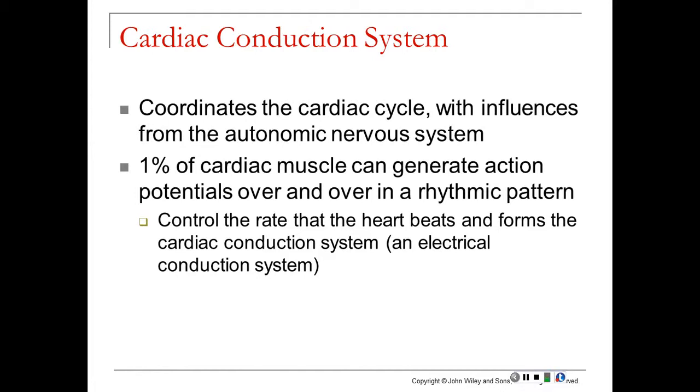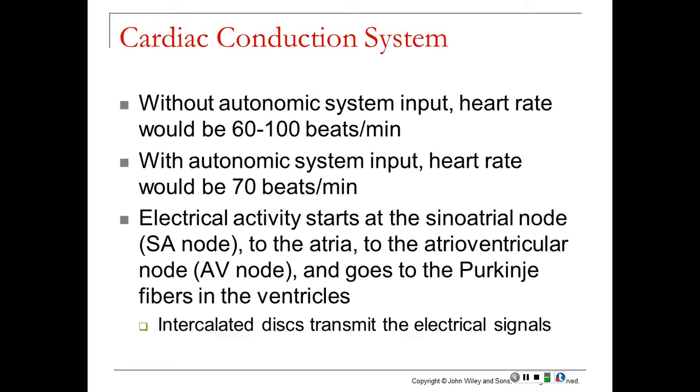Those special contractile conducting cells control the rate at which the heart beats. They form something called the cardiac conduction system, and it's basically an electrical conduction system within your heart. The autonomic system input is actually reducing the heart rate to about 70 beats per minute. Without it, the natural rate would be higher; the autonomic system kind of puts the brakes on the natural heartbeat that would be taking place.